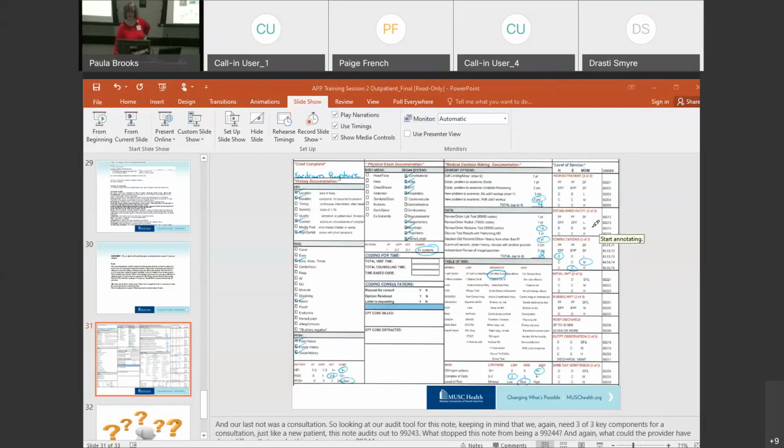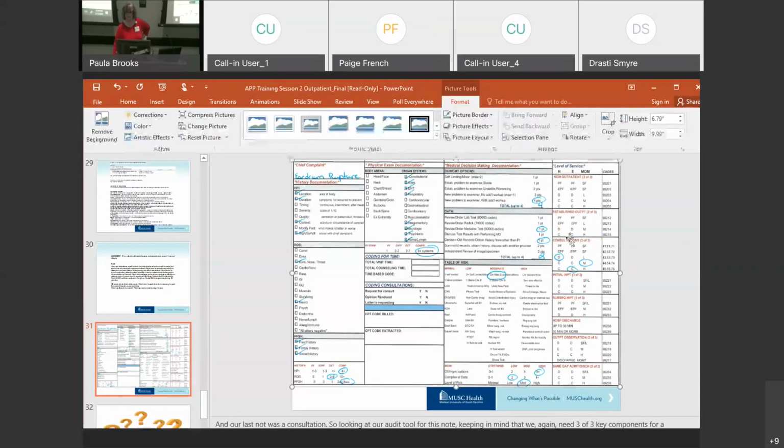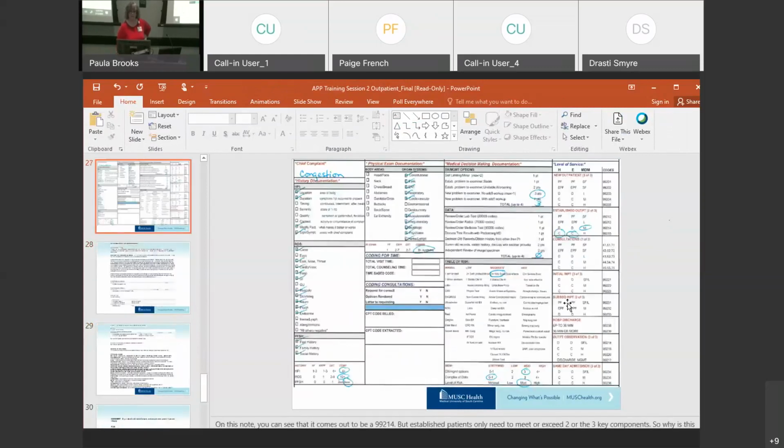So here is where we score the established patient. I know that's small. But here's where your detail comes out. Here's your comprehensive for your exam. Because that's a picture, it doesn't want me to highlight it. Anyway, it's detailed, comprehensive, and moderate. So that equals out to a 99214. So then, just backing up, this was our established patient.